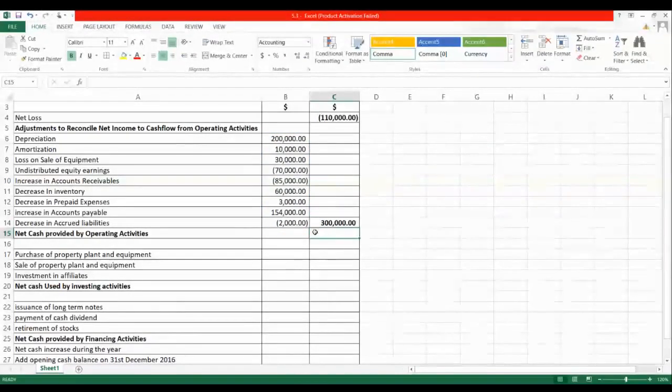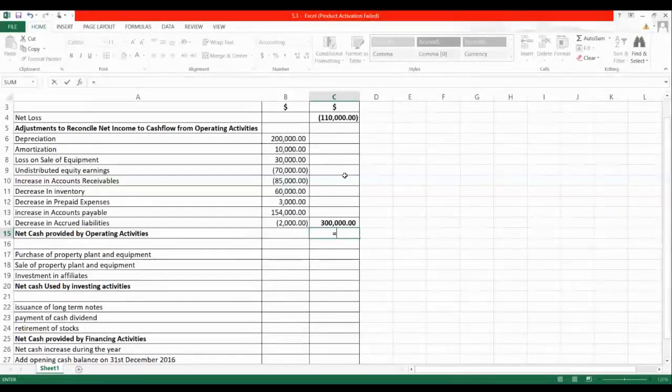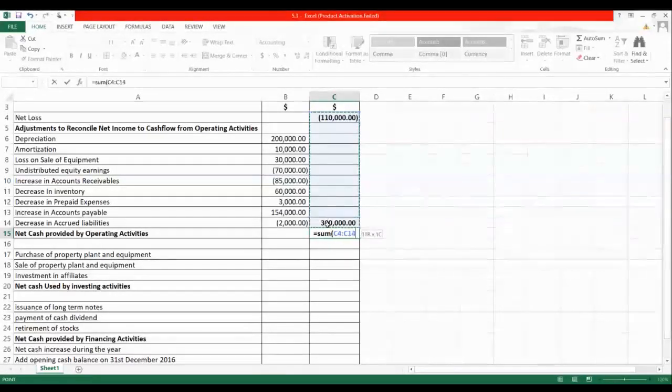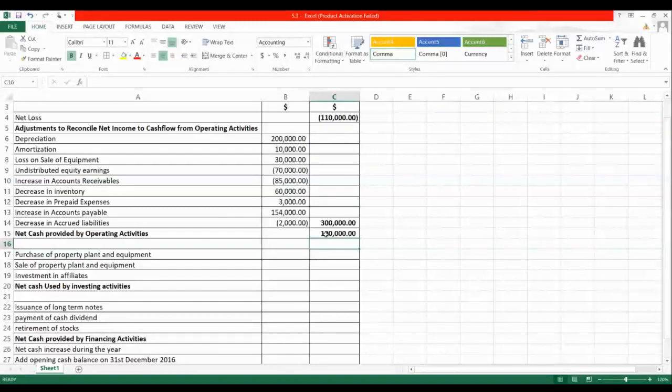So there is an increase of 300,000 for these adjustments. Let's find out the overall effect. So the overall effect is the sum, and I am going to add this factor and this factor. You can highlight all, use the summation formula, or use your calculators, of course.